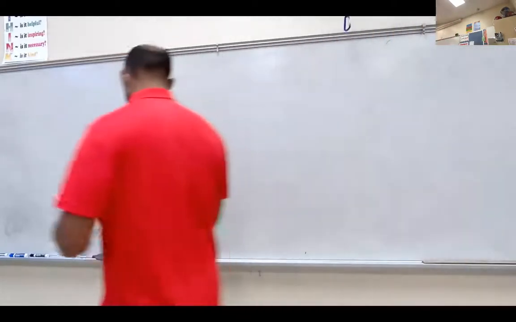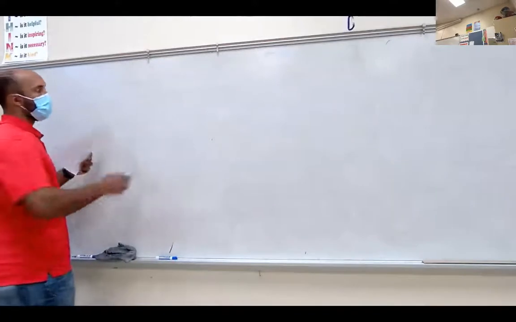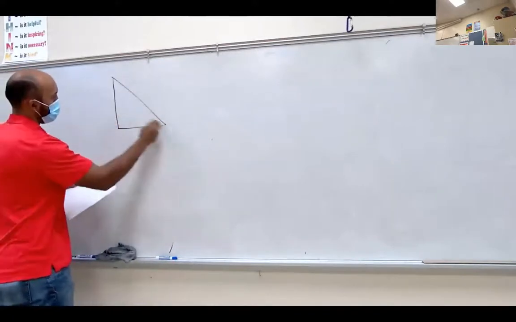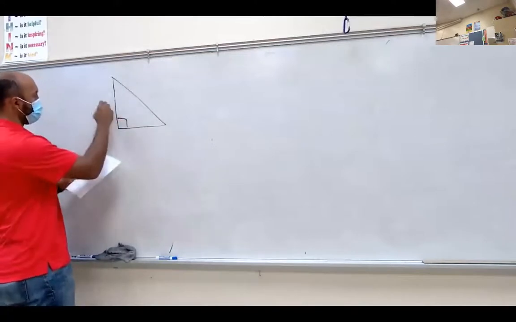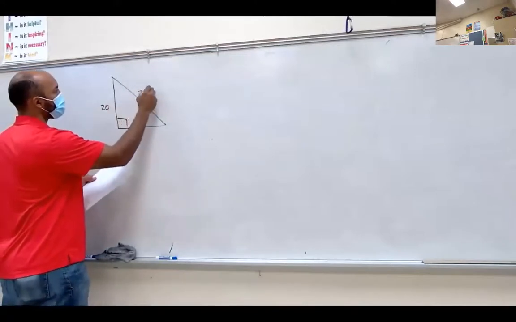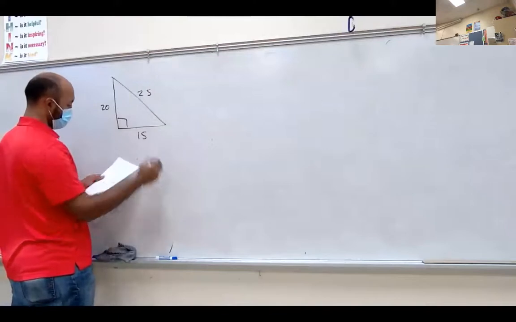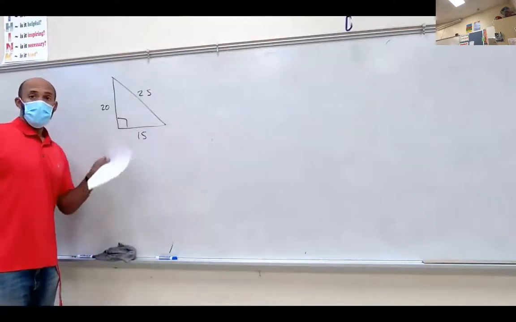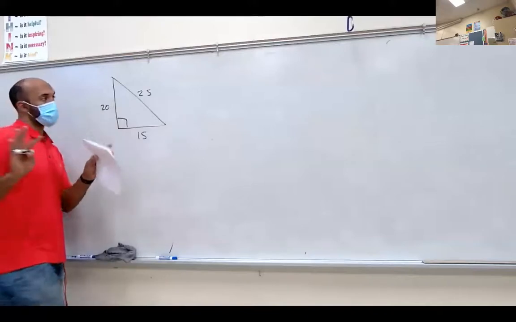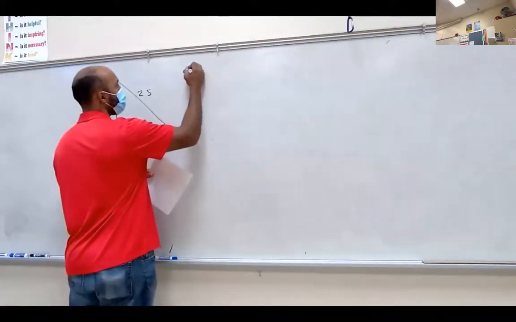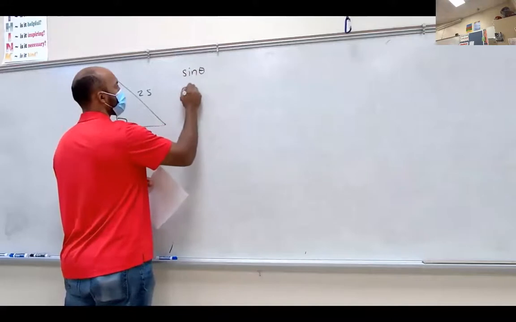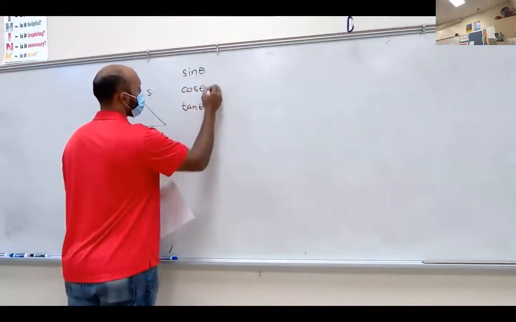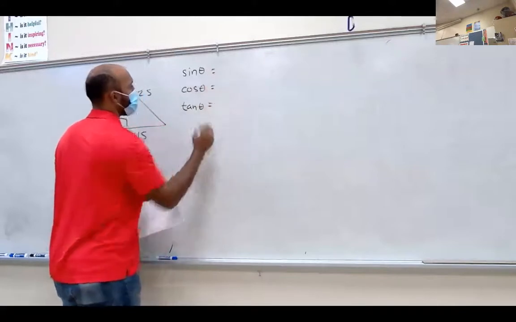Okay, so the triangle we're going to start with, we're just going to start with the ratios, is going to have 20, 25, and 15. So we're going to set up all the 6 different trig ratios. Okay, so we're going to do sine, cosine, tangent. We're just going to start with those first.